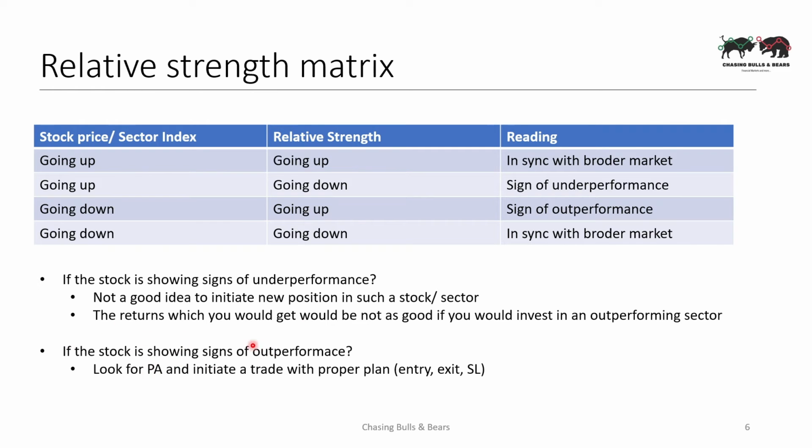If the stock is showing signs of outperformance, that means price is going down, but the relative strength is going up. This is where you should look at the stock charts, indices, and sectoral indices, and try to find the strongest stocks and look at the price action and initiate the trade with a proper plan, entry, exit, and stop loss. And this is where the probability is high that you will get better returns in comparison to the stocks which are underperforming.